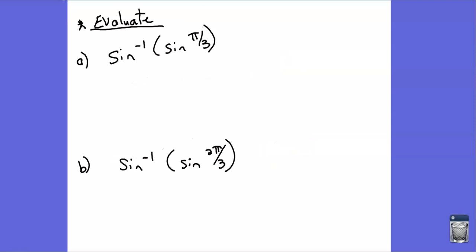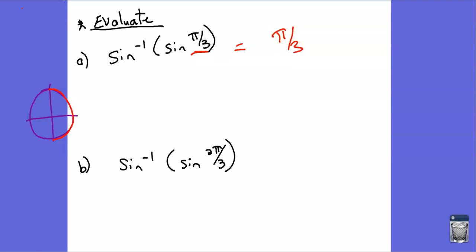All right, so now let's evaluate these functions. Notice I have the inverse sine of sine of pi over 3. The big thing, and I keep saying this over and over, is that sine has a restricted domain from negative pi over 2 to pi over 2. And this number is within that range. So by the cancellation property, the inverse sine and the sine are going to cancel each other out. So the answer is pi over 3.